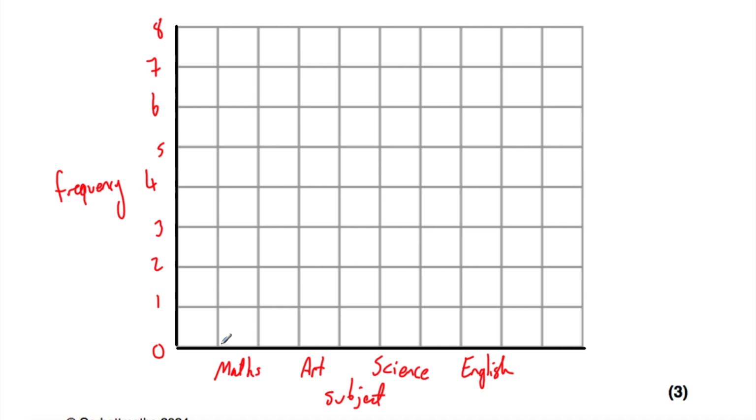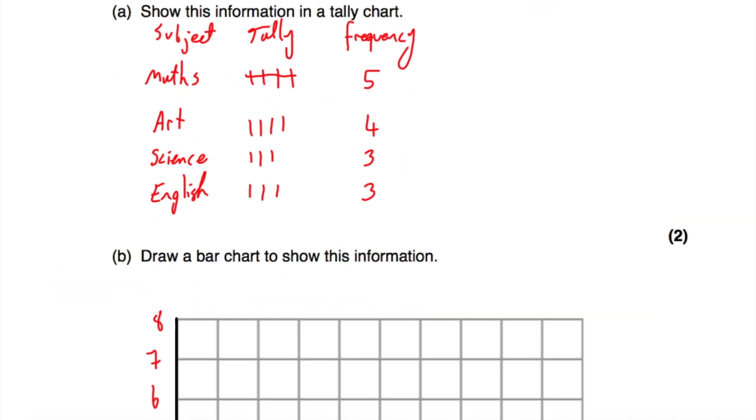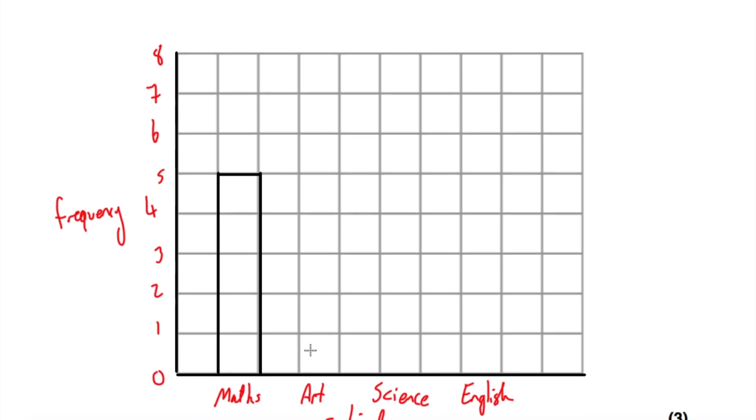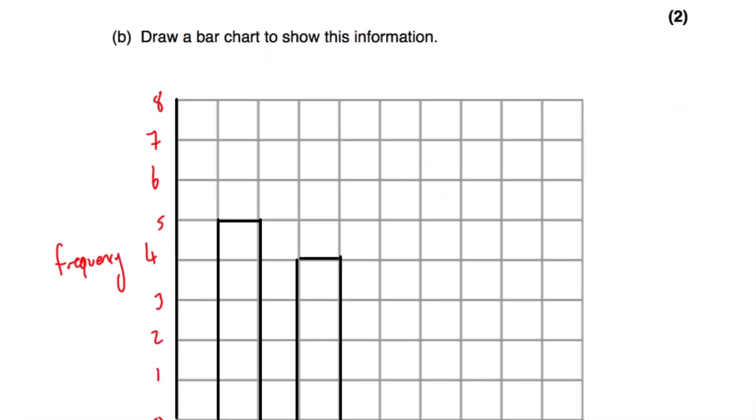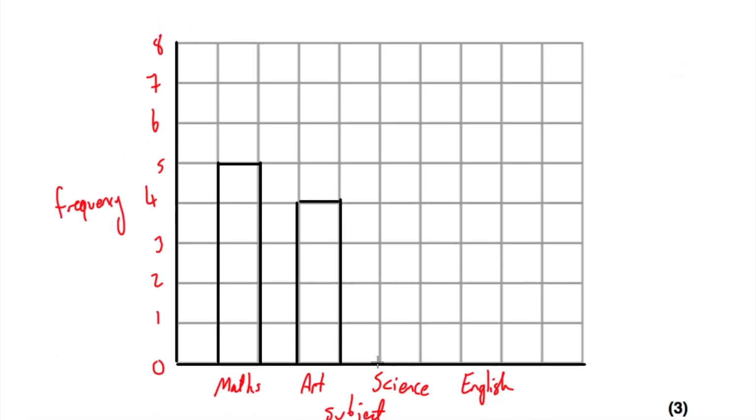And I'm going to do 1 square across for the bars and a gap of 1 in between them. Okay, so in terms of maths, get your ruler and pencil, and you're going to go from 0 up to 5, across and down. That's the bar for maths. Next is art, and art's got a frequency of 4, so you're going to go up to 4, which is there, across and then down. And then science and English have both got a frequency of 3, so you're going to go up to 3, across and down, and likewise for English, up, across and down.